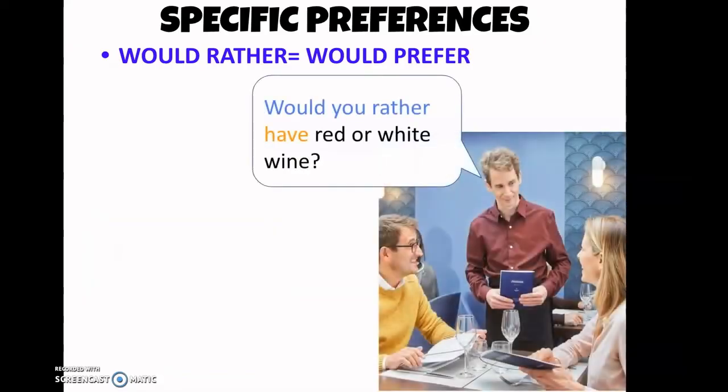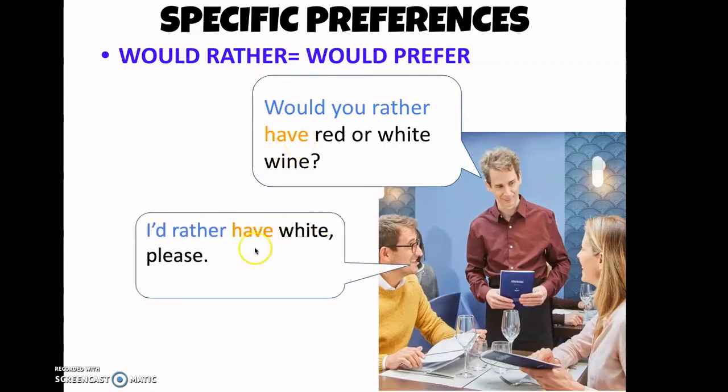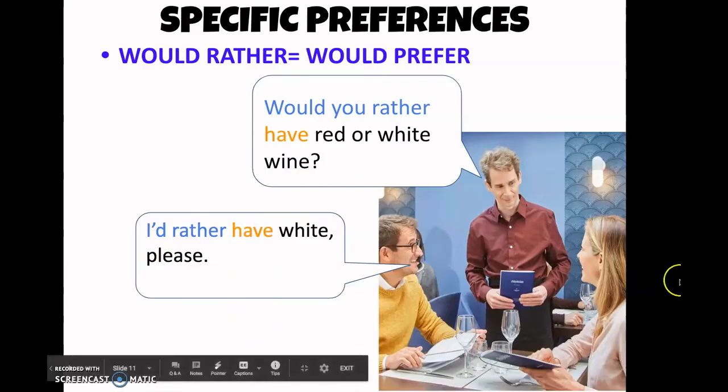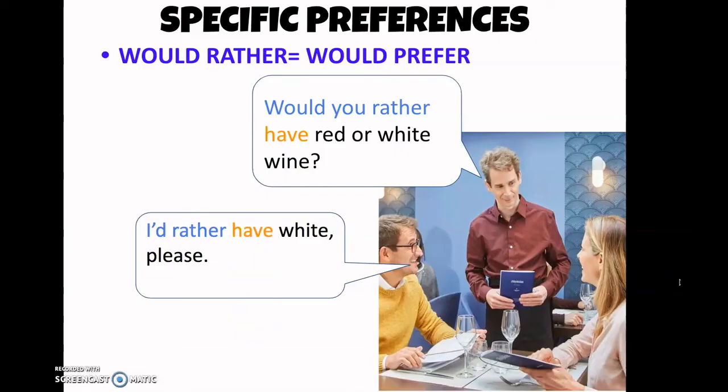Let's take a look again at our example at the restaurant. "Would you rather have red or white wine?" As you can see here, after rather we have the bare infinitive, and therefore the same pattern follows here. "I'd rather have white, please." In none of these situations are we using the preposition to as before, because now we are using would rather and not would prefer. But at the same time you could also say, "I would prefer to have white, please." This would be correct too.